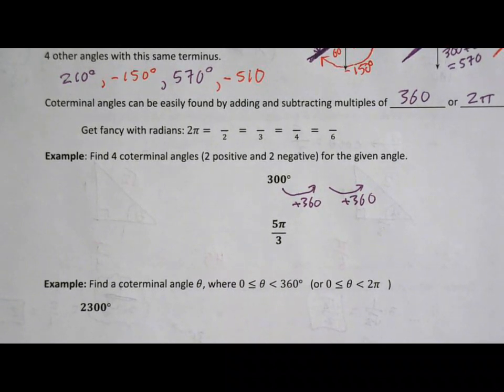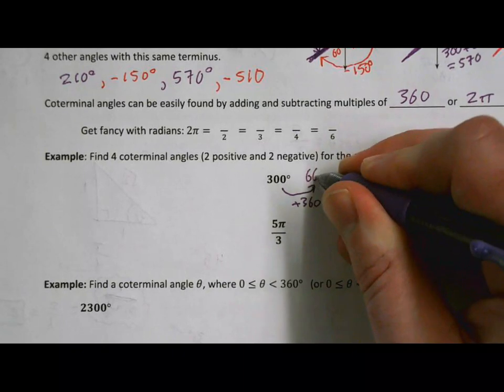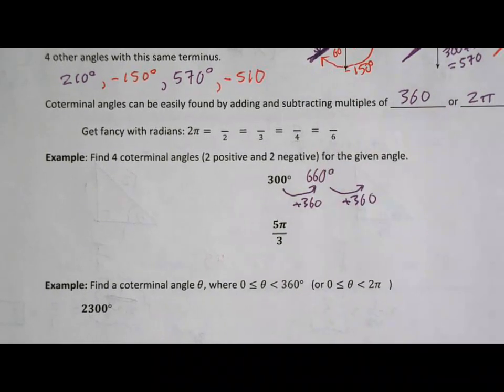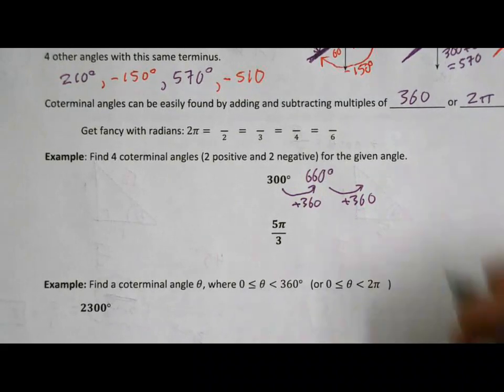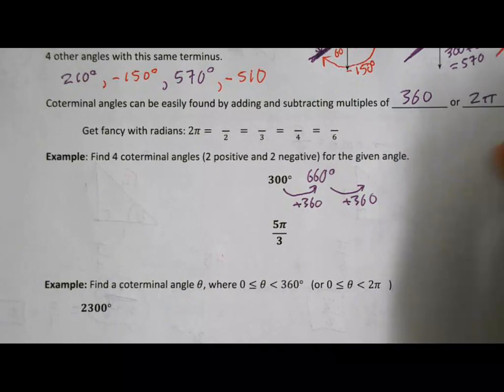300 plus 360, I might be able to pull that off without a calculator. That's 660, isn't it? 660 plus another 360 would be 1020.